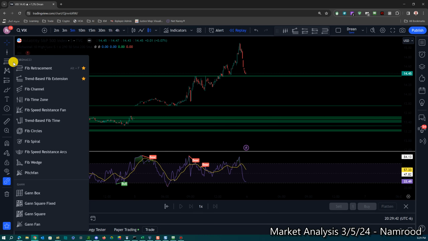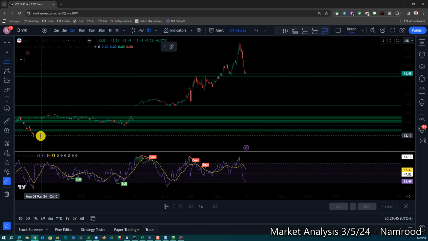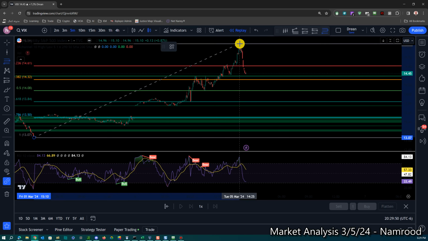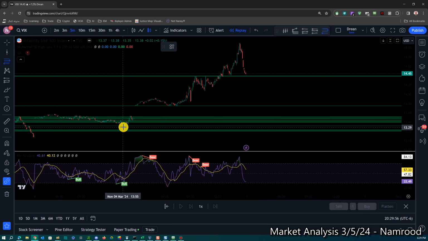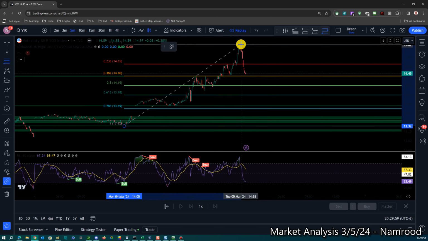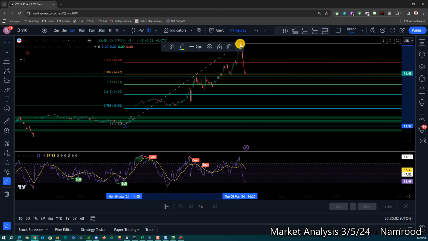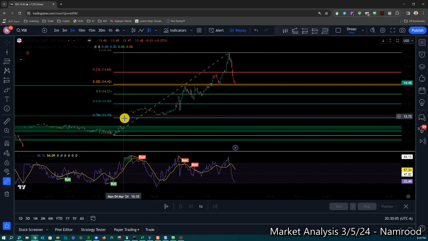If we also apply the fib here, we can apply fib on everything. Like this is the lowest, and this is the highest. Yeah, so this is actually better. So you can see in the fib side, the VIX is in a bullish trend. Bullish means what? VIX is bullish means that the market is bearish. Okay, so they are always inverse of each other.